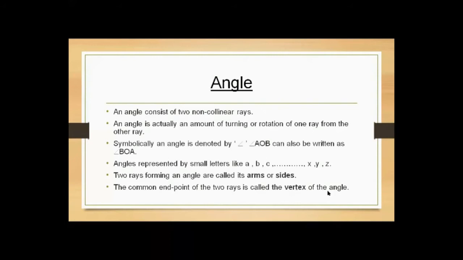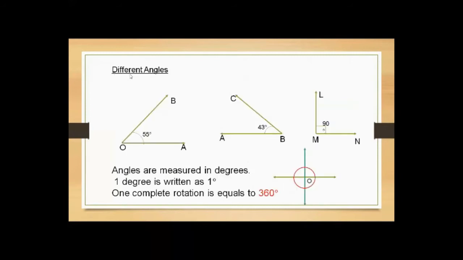Now students, here we move to different kinds of angles. Okay. There are different angles. First angle, as you see, in this angle OA is the first ray and OB is the second ray. So the amount of turning is called an angle. As you see, O is the common point between OA and OB, so this is the vertex of this angle.